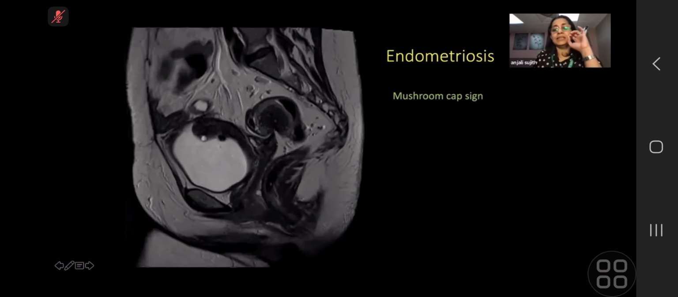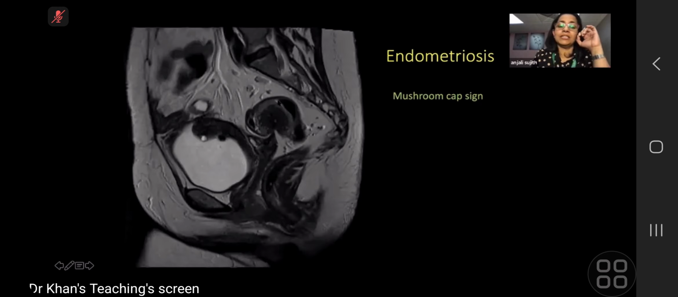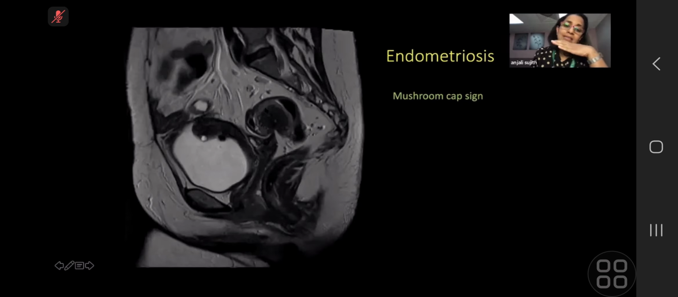So this is an appearance which is called the mushroom cap sign. The base of the mushroom is the T2 low signal plaque, whereas the outermost part of the cap is formed by intermediate to bright signal of the submucosa and mucosa of the bowel. What happens is when this deposits on the serosa, the bowel wall is actually displaced more towards the lumen, and so the outer bright signal is formed by the submucosa and mucosa of the bowel. So this is called the mushroom cap sign.